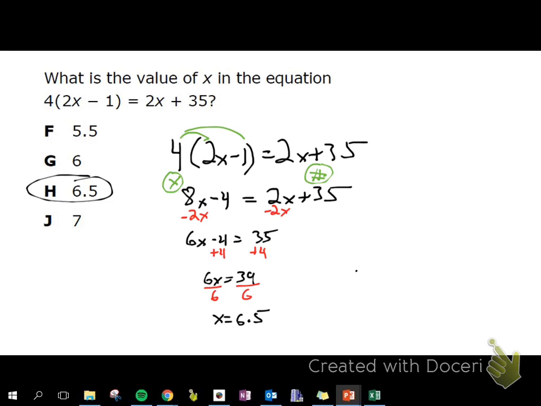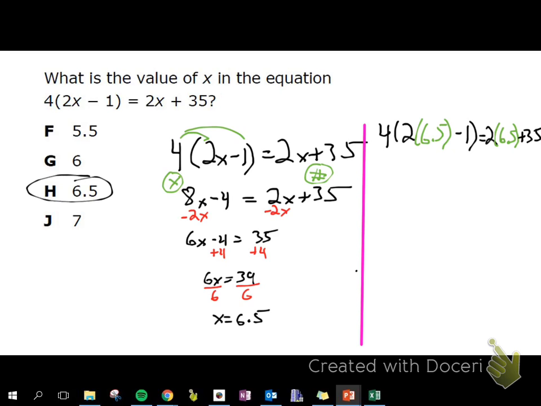Now, how do you check your answer? The way to check your answer could be considered its own strategy, but as we did on the last problem, couldn't I just take each of these answer choices, put them in for x, and see which answer choice resulted in the left side of the equation being the same as the right side? So, for example, if I had 4 times 2, and I wanted to see if my answer was actually 6.5, I can substitute it in and see if that's equal to 2 times 6.5 plus 35. And I'm running out of space on the right side of the screen there.